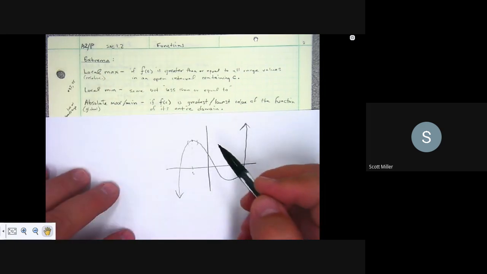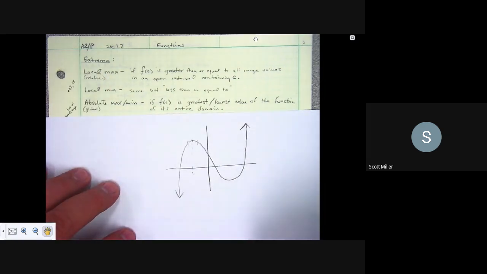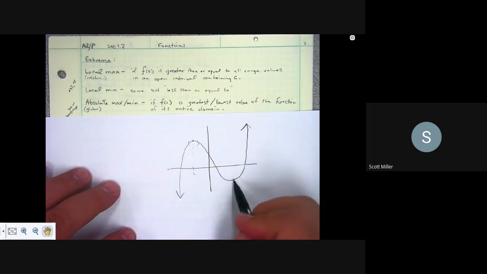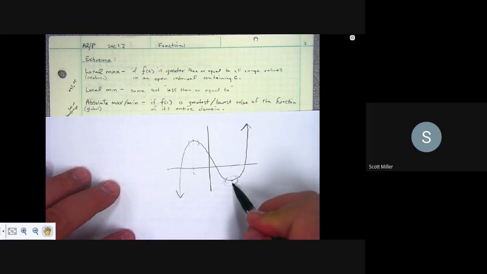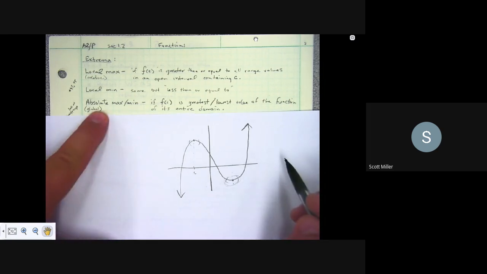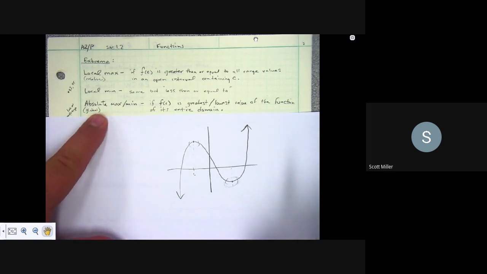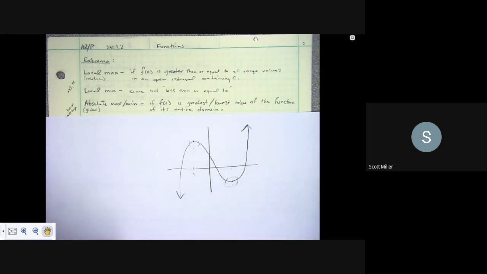So what's the local min? Is there a value that kind of looks like it might be the lowest value in a certain area around it? Yeah, right here, correct? So right around this point, this is the lowest value of only those numbers right around it, localized. Okay, so this would be called a local minimum. So that's what those are. What's an absolute max or min? An absolute max or min means that a value is the highest value on the entire graph's domain, and or the lowest value on the entire graph. Okay.